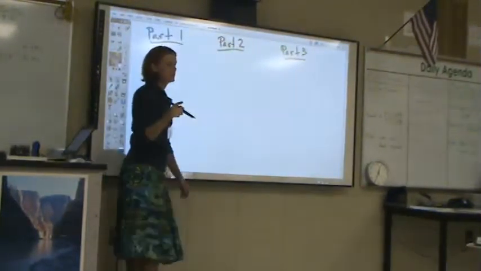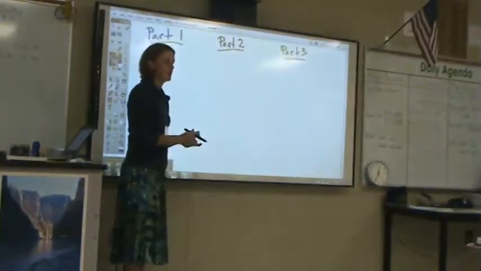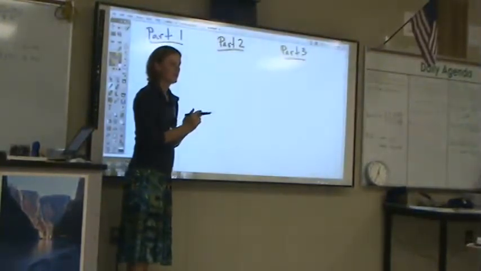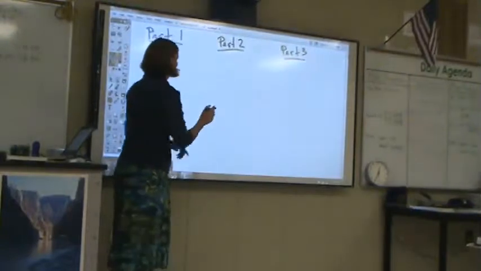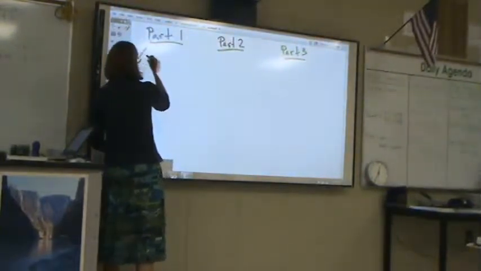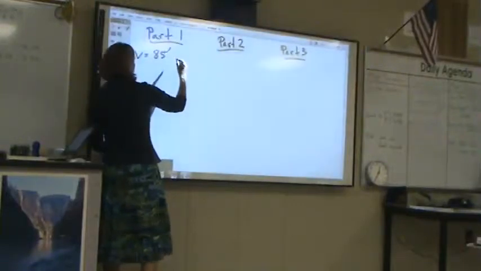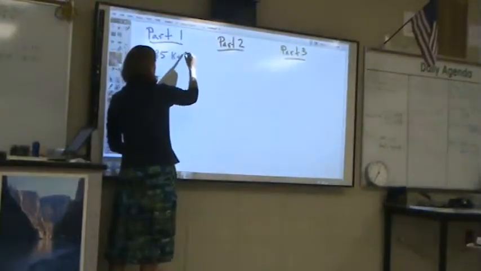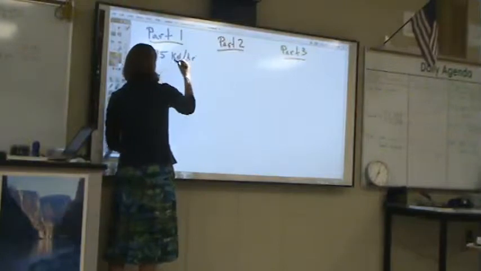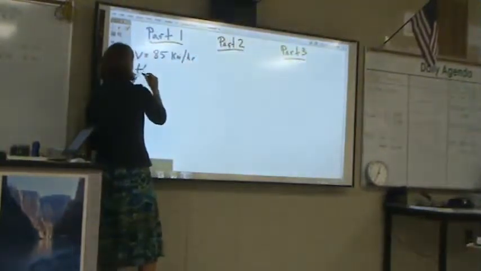Okay, you guys have the notes. Part 1, what was relevant information for part 1? 85 kilometers per hour for 35 minutes. Okay, so our speed, velocity, since it's going to be a straight line anyway, is 85 kilometers per hour. And what was the time? 35 minutes.